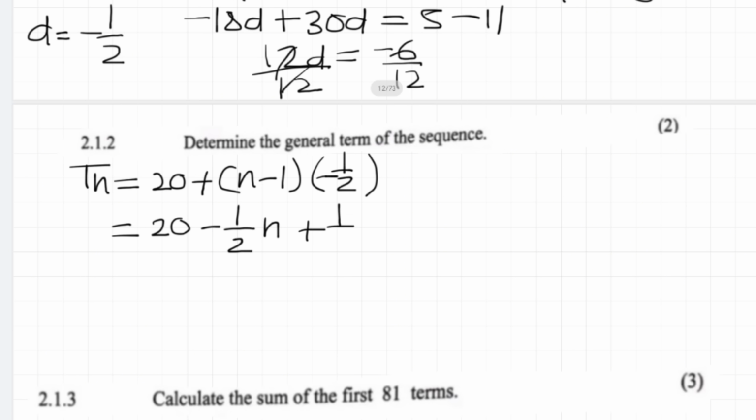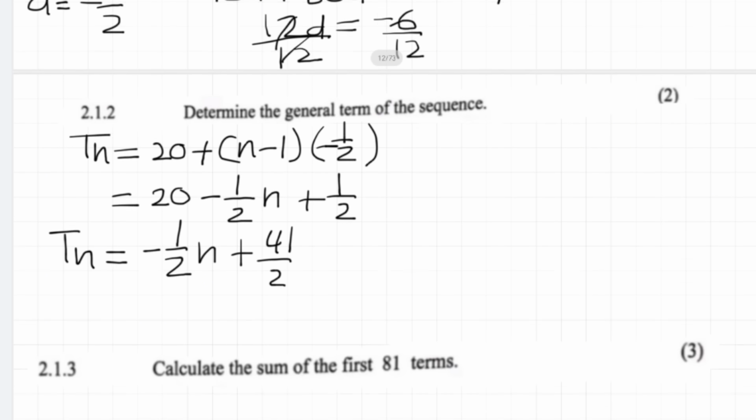Then this is going to be positive 1 over 2. And what I like to start with is this 1 over 2n and then group these like terms. 20 plus 1 over 2, what will it be? It's going to be 41 divided by 2, so it's going to be plus 41 over 2. So this is the general term of the sequence. Yeah. So we can move on to the next.